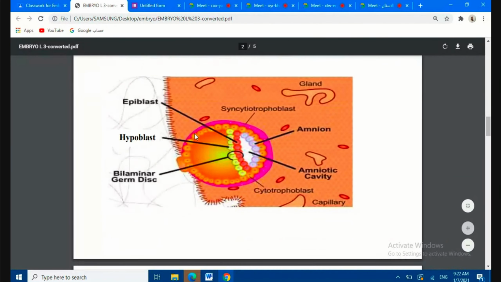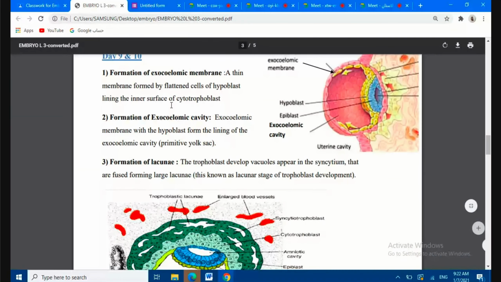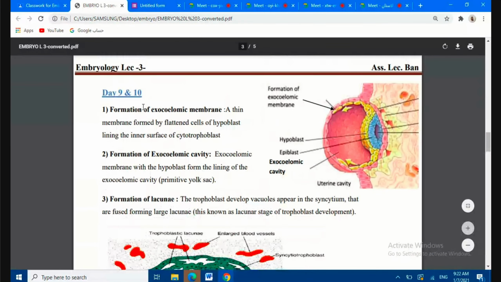Is it clear? Okay, so let's come to days 9 and 10. These days are all in the second week of development. So on days 9 and 10, as you see, the structure is like that. We have syncytiotrophoblast and cytotrophoblast, and we have epiblast and hypoblast. The epiblast is the blue one.